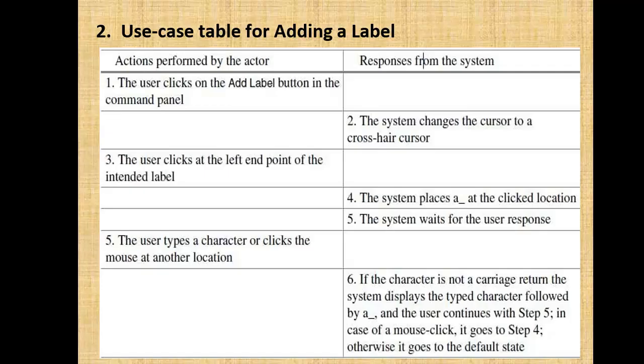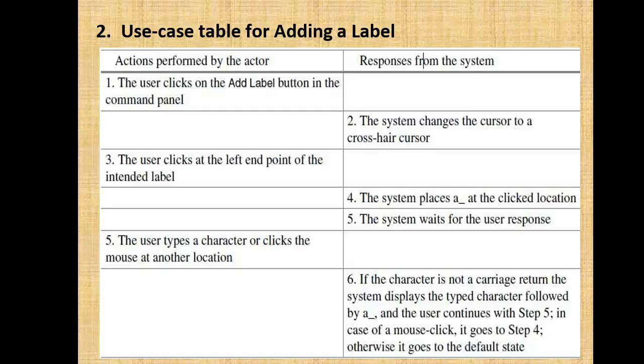The second one is the use case table for adding a label. From the actor side, the user clicks on the add label button in the command panel. Response: the system changes the cursor to a text cursor. After the user clicks at the left endpoint of the intended label, the system places a cursor at the clicked location and waits for the user response.